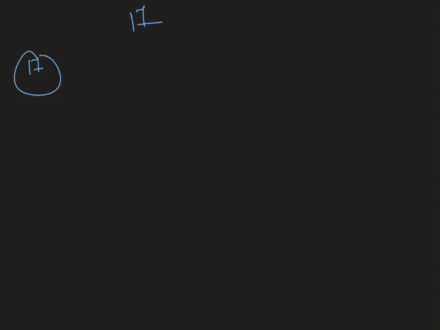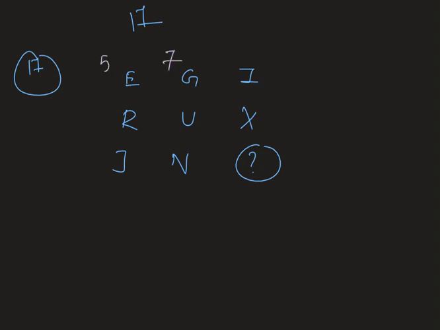In the first row we have E, G, I. In the second row we have R, U, X, and in the last row we have J and N. We need to find the third one. So the number corresponding to E is 5, G is 7, I is 9. Now 18 is R, 21 is U, 24 is X, J is 10 and N is 14.